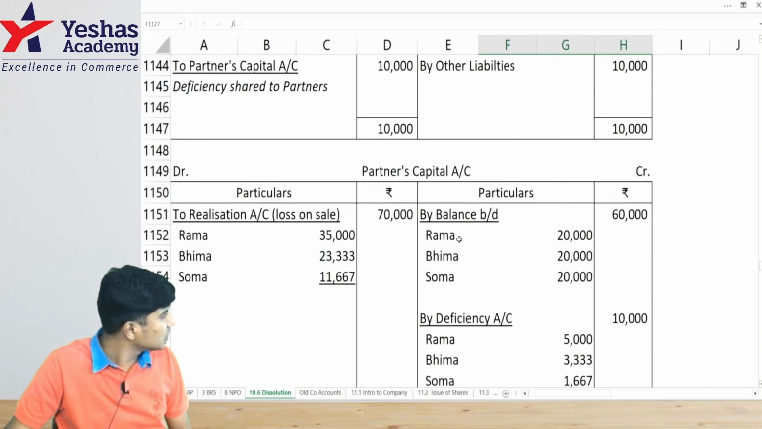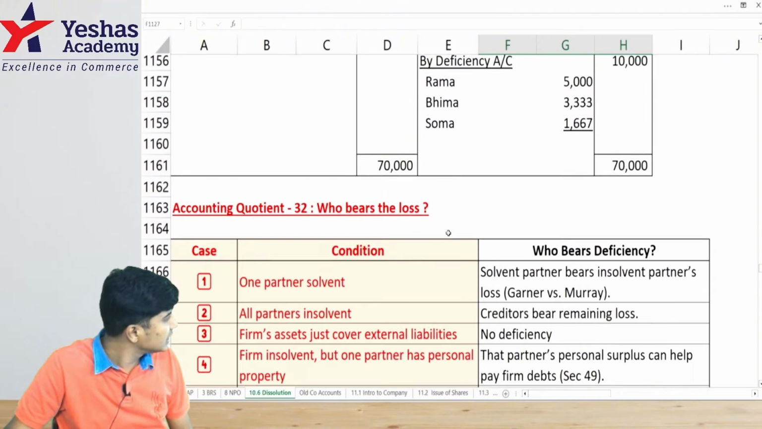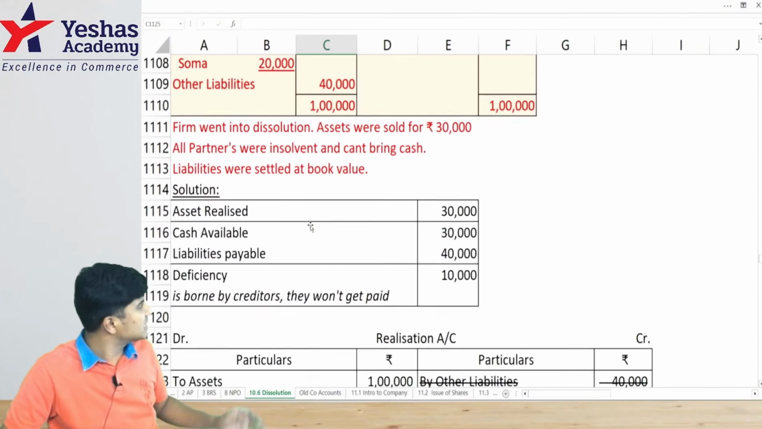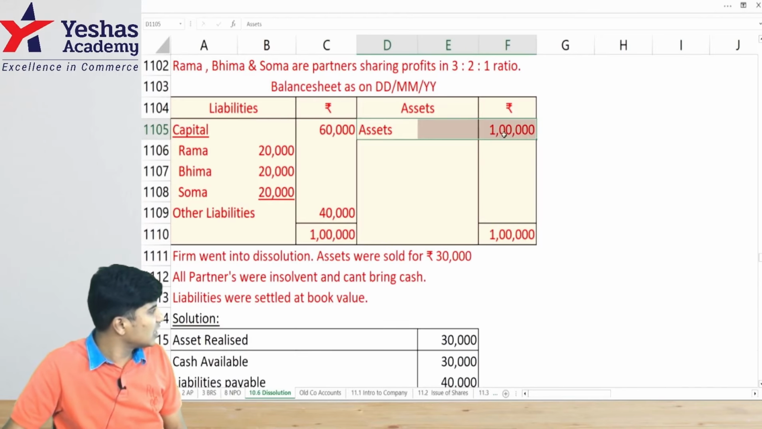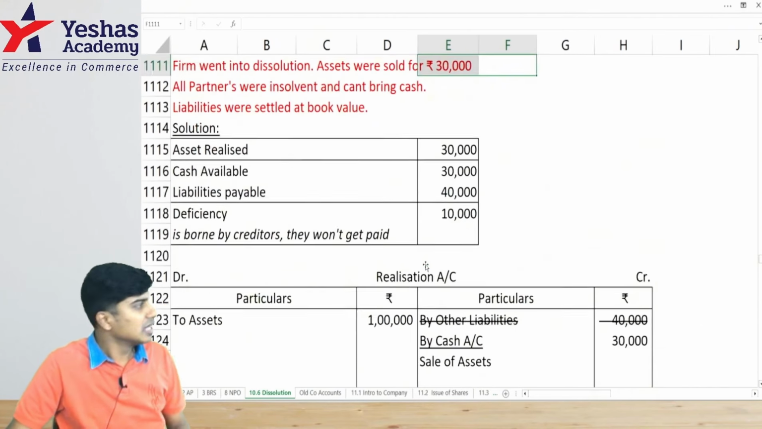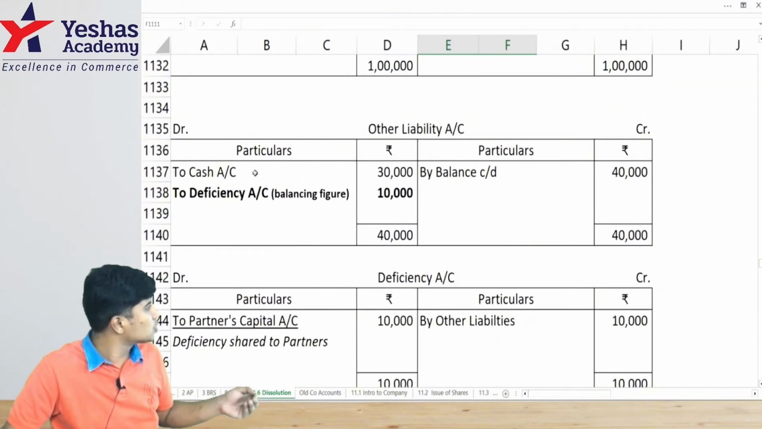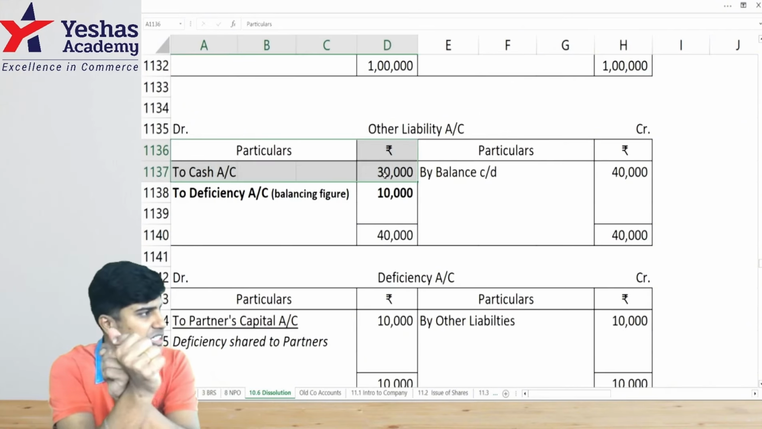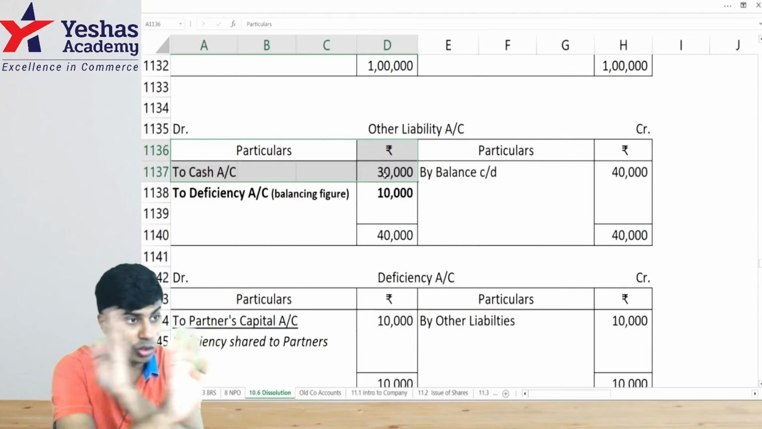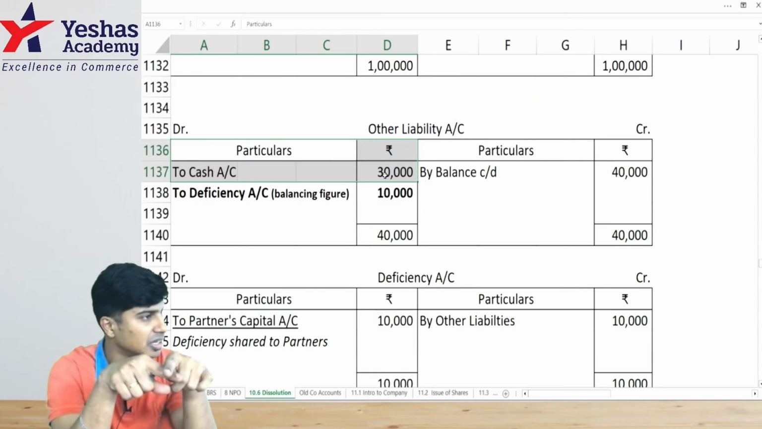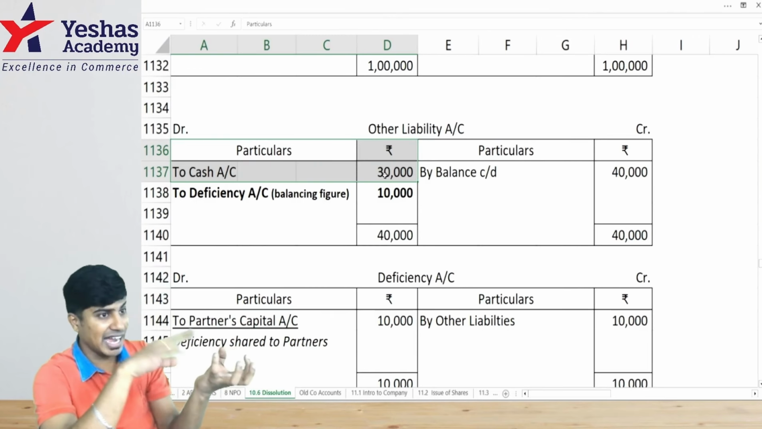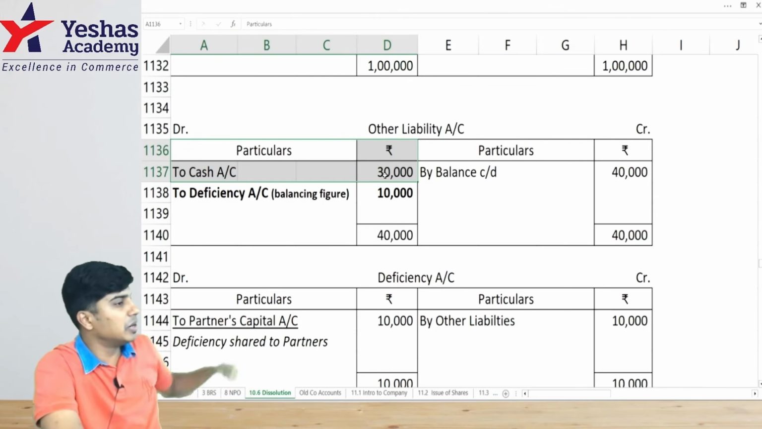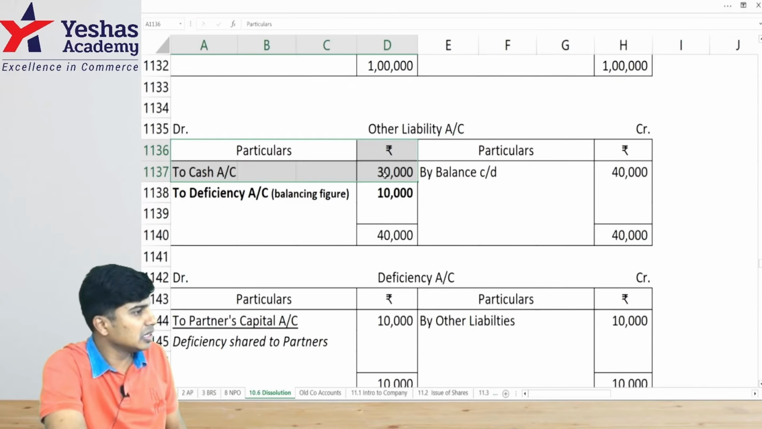In the cash account, you don't know how much cash is available in the beginning. Nothing. On sale of assets, how much cash did you receive? 30. That cash of 30 available will be used to pay liabilities. I'll repeat. Transfer all the assets to realization. Sell the assets. Liability, don't transfer to realization. Open a separate ledger. From the cash that is available, the cash account balancing figure, don't write it to partners' capital. Cash account balancing figure you put to liability. You don't have enough to pay the liability.